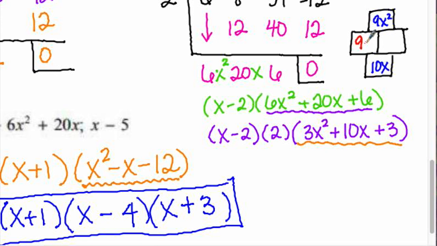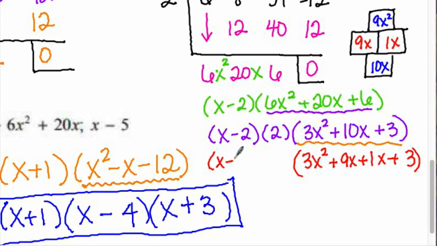The only option there would be 9x and 1x. 9x times 1x would be 9x squared. 9x plus 1x would be 10x. So that means only for this part right here, the middle term, we're going to break up into a 9x and a 1x. I rewrite my x minus 2. I rewrite my GCF of 2.